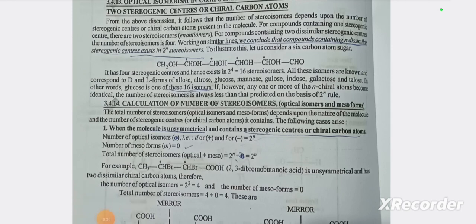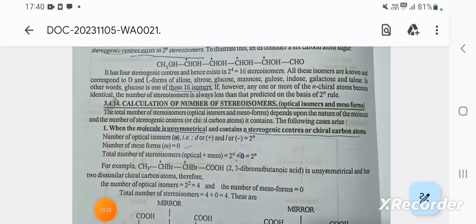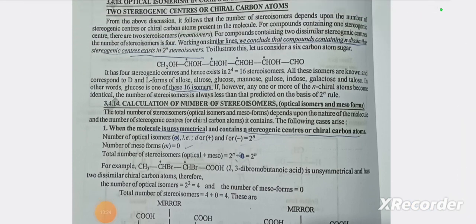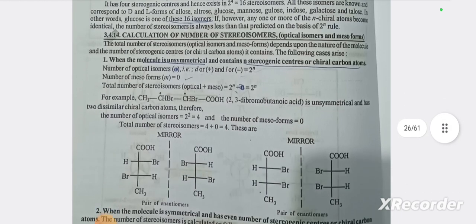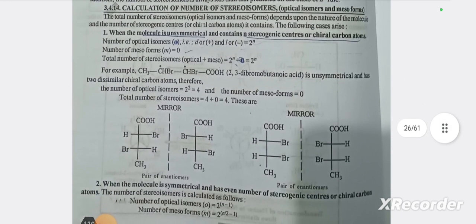Working on similar lines, we conclude that compounds containing n dissimilar stereogenic centers exist in 2 raised to the power n stereoisomers. Calculation of number of stereoisomers, optical isomers or mesoisomers. The total number of stereoisomers depends upon the nature of the molecule and the number of stereogenic centers it contains. The following case arises when the molecule is unsymmetrical and contains n stereogenic centers or chiral carbon atoms.